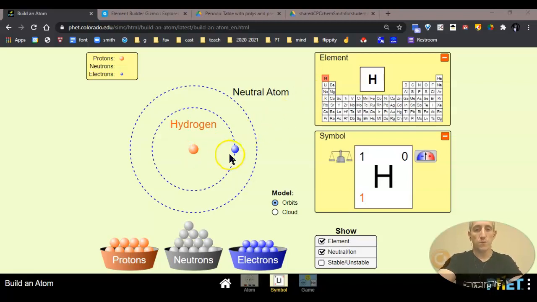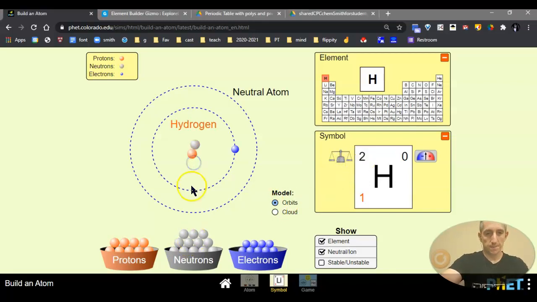1 proton, 1 electron. Atomic number down low, that matches the 1 proton we have. The mass number is protons plus neutrons, so that's up top. I can add some neutrons to it. Now I have 2 particles in the nucleus, so I have a mass number of 2. And I can keep adding neutrons, and it's still a neutral atom.